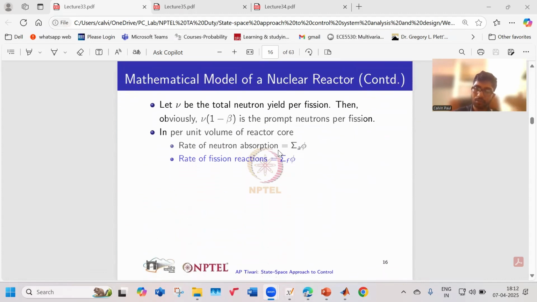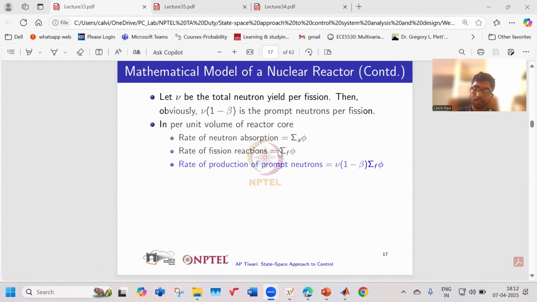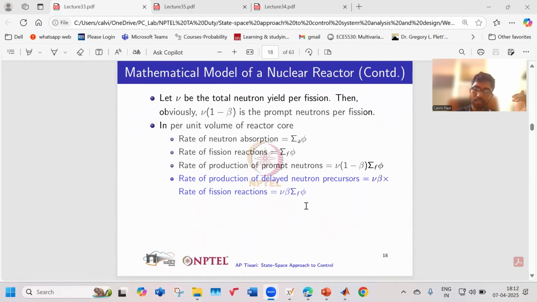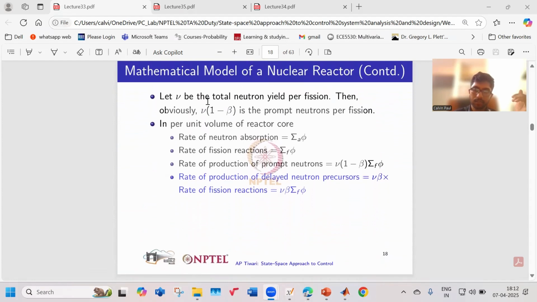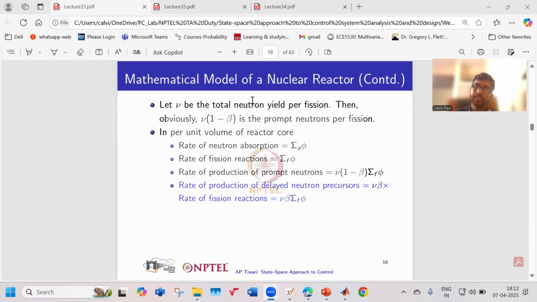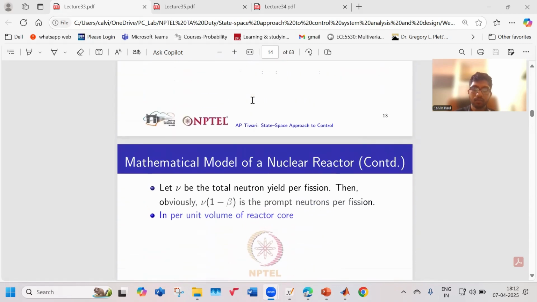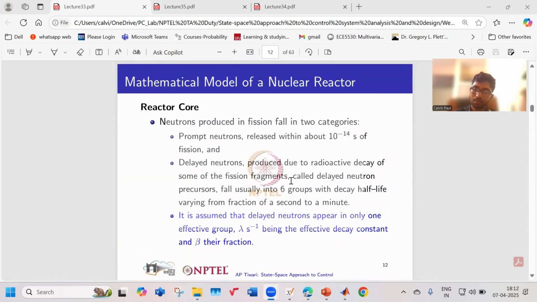So they consider the rate of neutron absorption, rate of fission reactions, rate of production of prompt neutrons, and rate of production of delayed neutrons, etc. And mu is the total neutron yield for fission. So for fission, this many neutrons are there. Out of that, (1 minus beta) times mu are the prompt neutrons per fission, and the rest are delayed neutrons. So there are prompt neutrons and there are delayed neutrons.